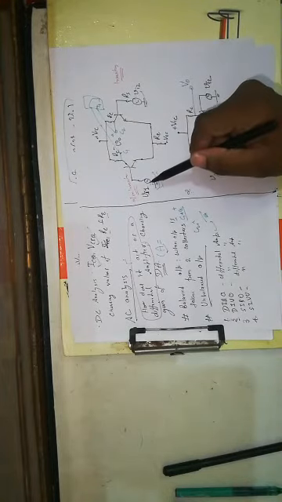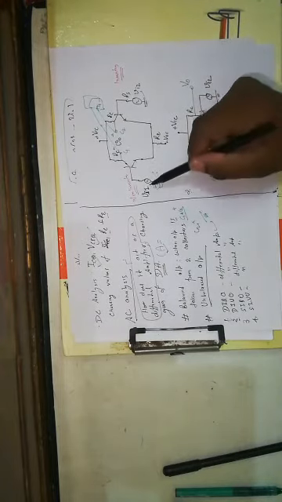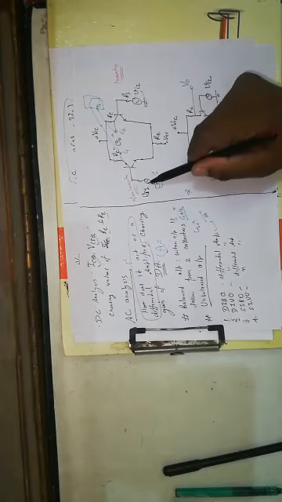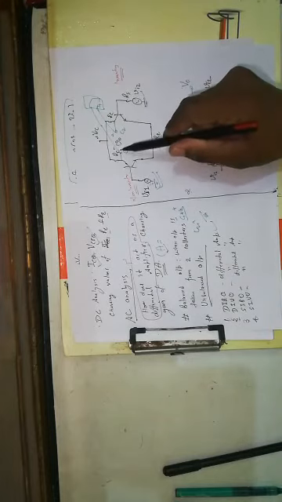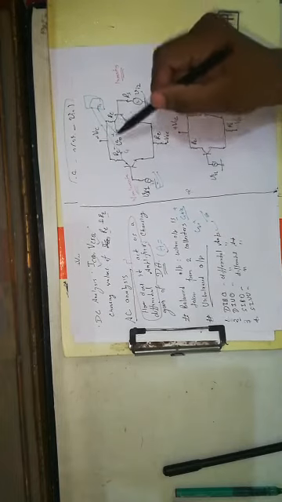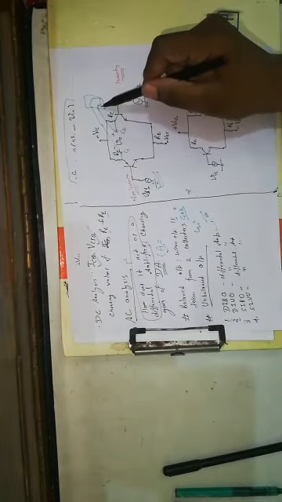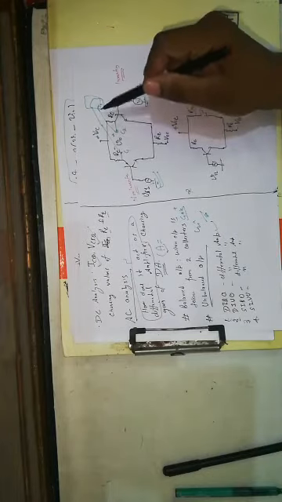The first one is dual input balanced output. Dual input balanced output differential amplifier. Here both the inputs are provided. This is input 1, input 2, and the output is being taken from the two collector terminals. How can we take the output? Just by measuring the output with a voltmeter or multimeter connected to these terminals.